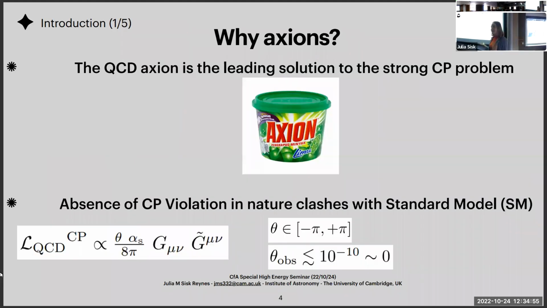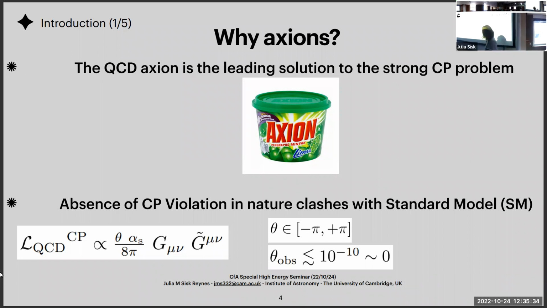To understand axion-like particles, we first must understand why the QCD axion was proposed in the first place. As you may know, these particles were proposed in the 1970s, and they were named after a cleaning product, Axion detergent. This is because the QCD axion was proposed to clean up one of the problems of the standard model of particle physics, namely the strong CP problem. The strong CP problem is the absence of charge parity violation in nature that clashes with the predictions of the standard model of particle physics.